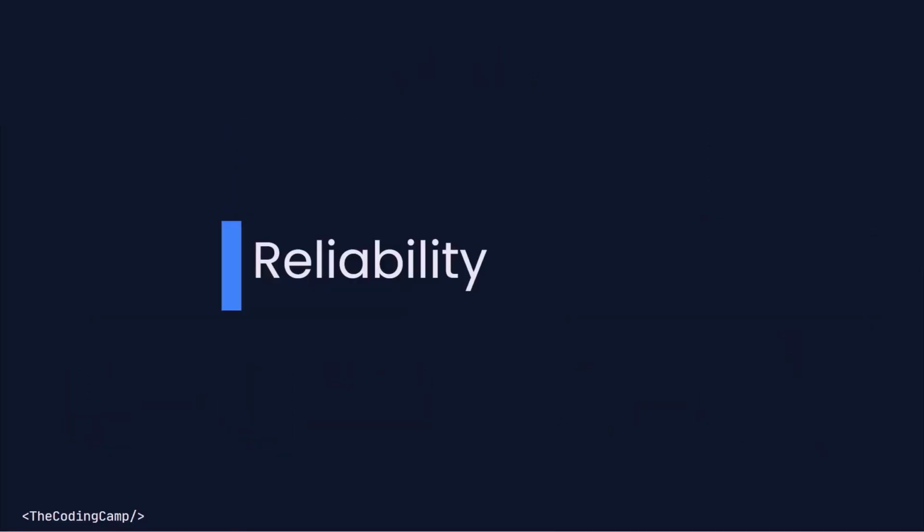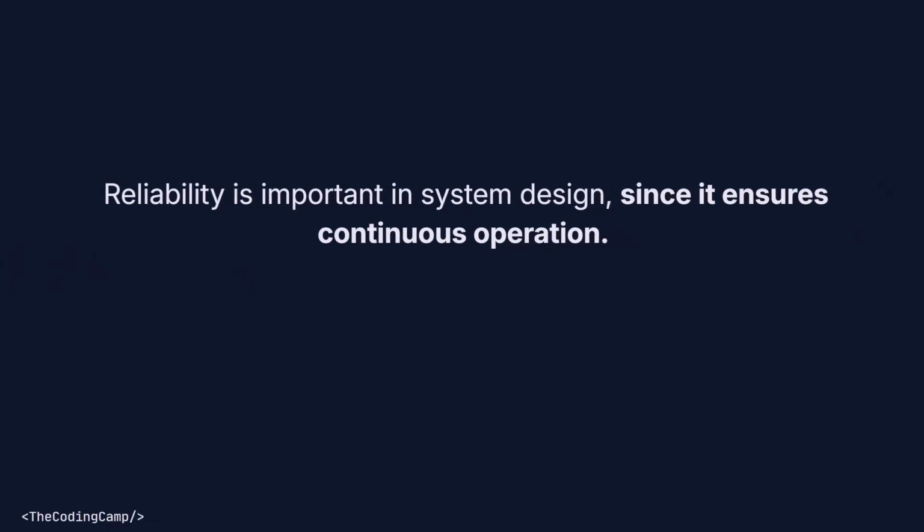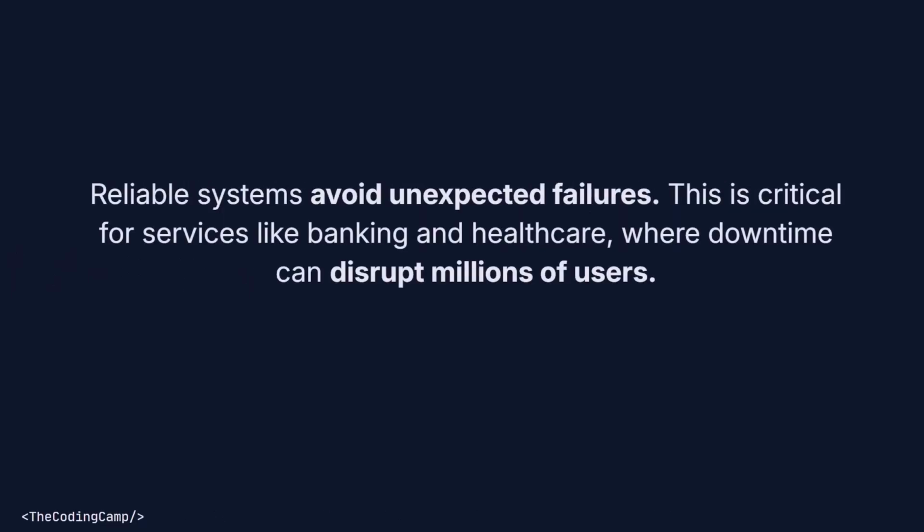Reliability in system design refers to the ability of a system to consistently perform its intended function correctly and without failure over a specified period of time, even under varying conditions. Reliability is important in system design since it ensures continuous operation. Reliable systems avoid unexpected failures. This is critical for services like banking and healthcare, where downtime can disrupt millions of users.